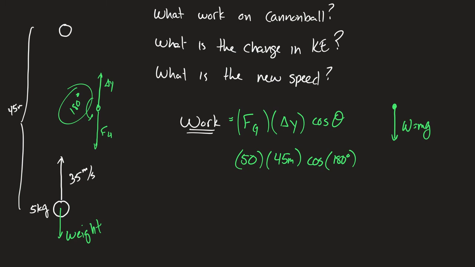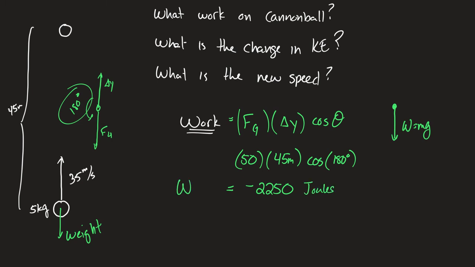Now, this involves you guys doing multiplying and stuff, but I'm thinking it's 2250. Is that right? I need you to verify it. But okay, 2250. Yep. But it is negative, and the unit will be joules.